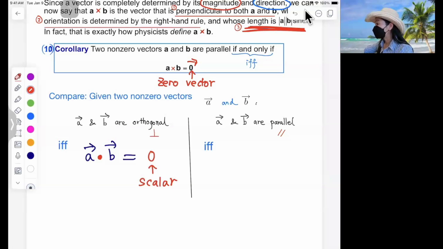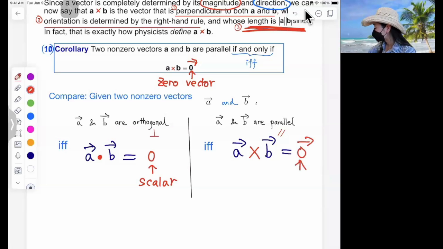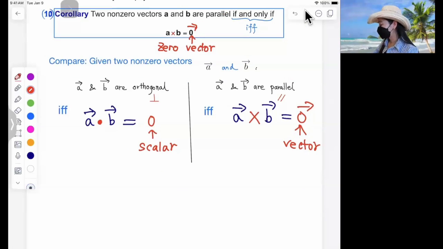Today we talk about when these two vectors are parallel if and only if what? Yes, the cross product A cross B is equal to the zero vector. Without looking at it, if the dot product equals zero, the two vectors will be what? Orthogonal. Cross product equals zero: parallel. All right, good job.